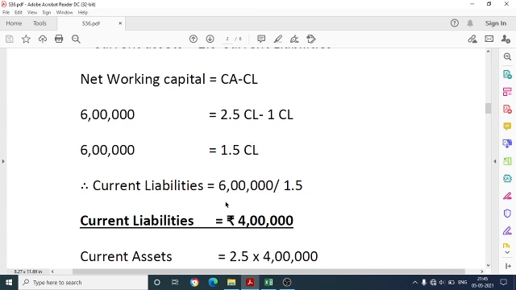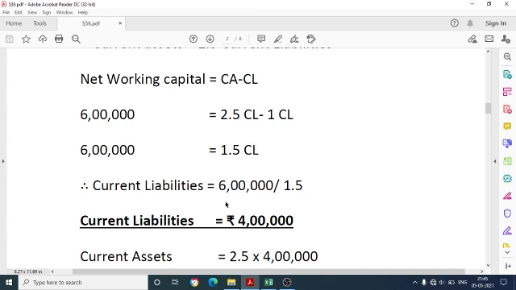Now the third stage, calculation of cost of goods sold and sales. Now cost of goods sold will be calculated with the help of stock turnover ratio. The formula is cost of goods sold upon closing stock. So turnover ratio is given in the problem, 5 times. Cost of goods sold has to be calculated. Closing stock just we arrived, 4 lakh. So with the help of this ratio, cost of goods sold is equal to 20 lakhs.